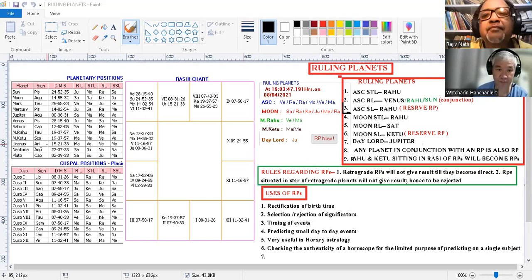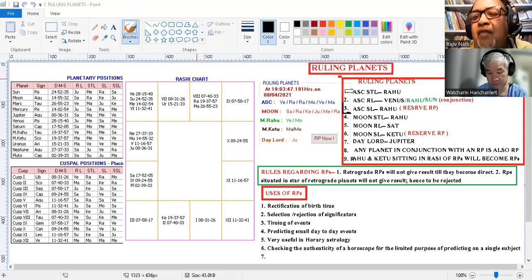I'll just take a cursor. See this cursor, on the left side, see these cuspal positions. Cusp number one means ascendant. This is the RL. RL means the Rashi Lord, the house Lord. STL means the star Lord. So who is the star Lord here in cusp one? Rahu. So these are the ruling planets in order of strength.